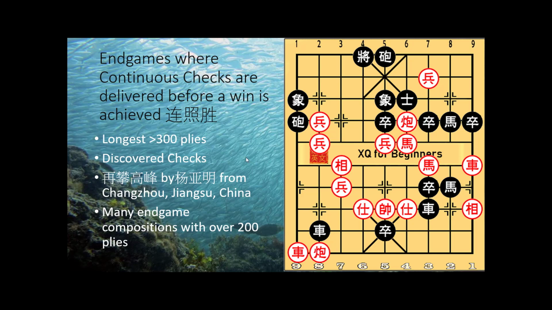This endgame composition was created by a person from Changzhou called Yang Yaming. I believe the year was 2015, or in this decade. The name of the puzzle is 再攀高峰, which would mean to climb higher and higher. Other than this one, which is over 300 plies, I've seen many other creations which are over 200 plies, which are easily over 200 plies.